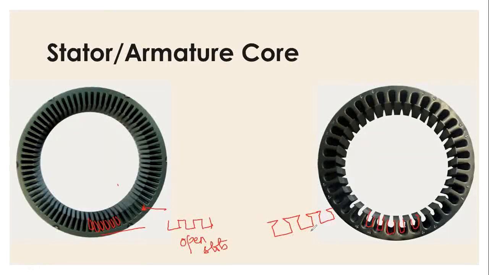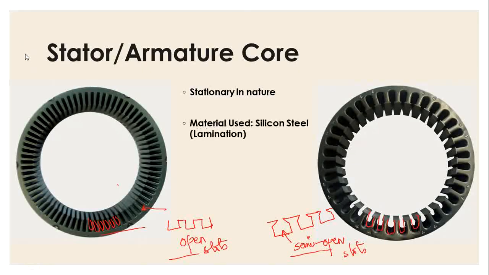Whereas the stator core which has the slots in the shape of like this, they are called semi-open or semi-closed. So this one, what you see, is the core having semi-open or semi-closed slots, whereas this armature core has open slots. So now what is the material which is used to make this core? The material used is silicon steel, and we are going to use laminations of the silicon steel to make this core.